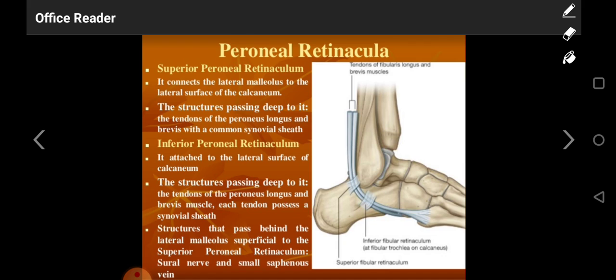Now the inferior peroneal retinaculum is attached to the lateral surface of the calcaneum. The structures passing deep to it include the tendons of peroneus longus and brevis muscle. Each tendon possesses a synovial sheath. Structures that pass behind the lateral malleolus, superficial to the superior peroneal retinaculum, are the sural nerve and the small saphenous vein.